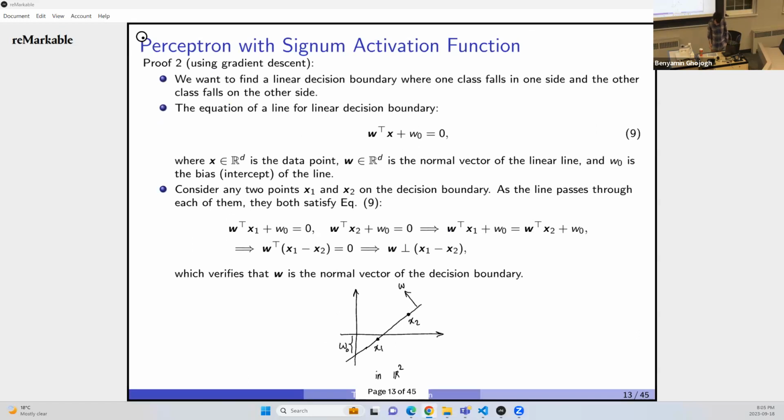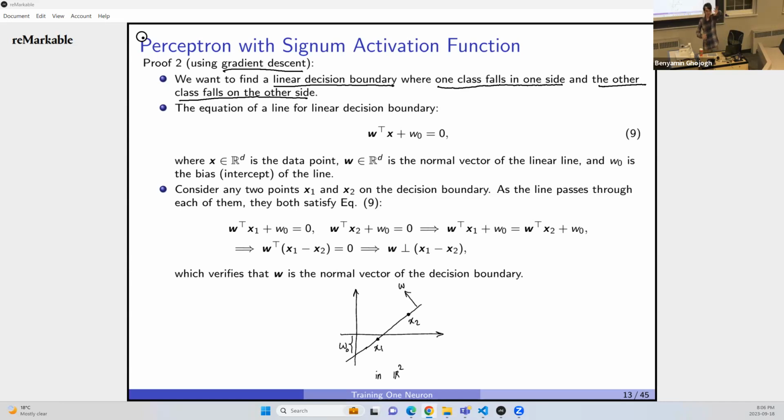Proof 2, using gradient descent. This proof is very interesting, inspired by the teaching of Professor Ali Qudsi. We can actually see the update formula of the perceptron as a gradient descent algorithm. Let's see that. We want to find a linear decision boundary, because the perceptron is a linear classifier. It gives us a linear decision boundary, where one class falls on one side and the other class falls on the other side. This is a linear classifier.